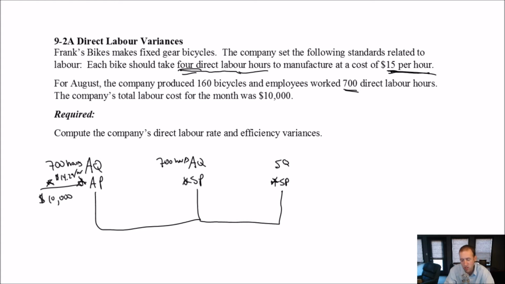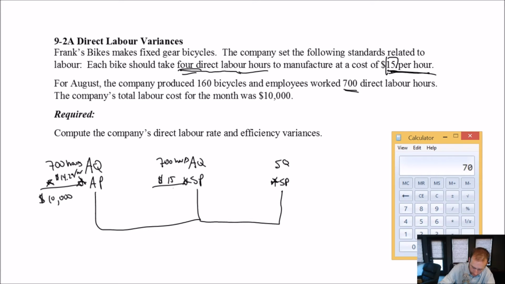Moving over to the next prong, our actual quantity, well, 700 hours. Our standard price, you'll see this called standard rate as well. You'll see slightly different terms. You might see AH times SR in your textbook. I just use the same ones every time because I find it easier. But your text might say AH times SR, because actual hours times standard rate. Actual quantity is 700 hours. Our standard price for labor is $15 an hour. So 700 times 15 is, let's calculate, it's 10,500, I think.